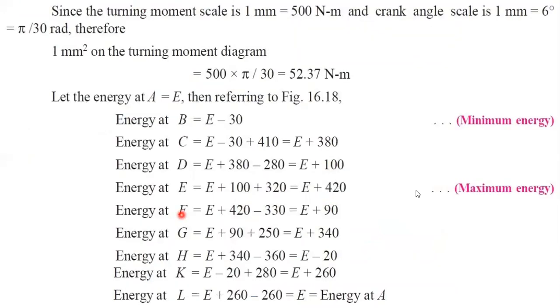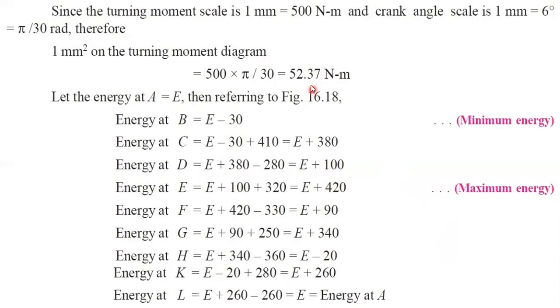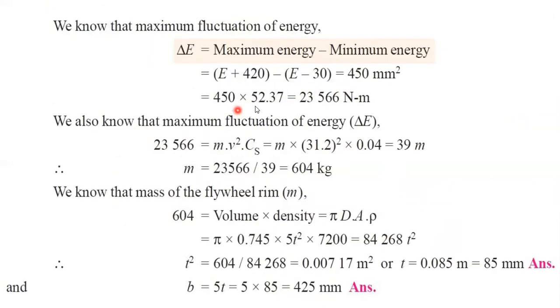In this we will be getting two values. One is maximum, another is minimum. So maximum energy is E plus 420 and minimum energy is E minus 30. So maximum fluctuation energy is equal to maximum energy minus minimum energy. So maximum minus minimum, you'll be getting 450 millimeter square. We are going to convert this millimeter square to Newton meter by just multiplying by the scaling value. Scaling value is 52.37. So once you multiply, you will be getting it in terms of Newton meter.